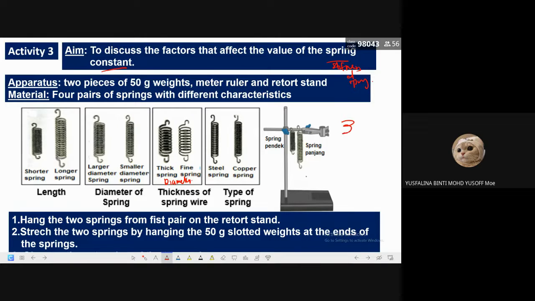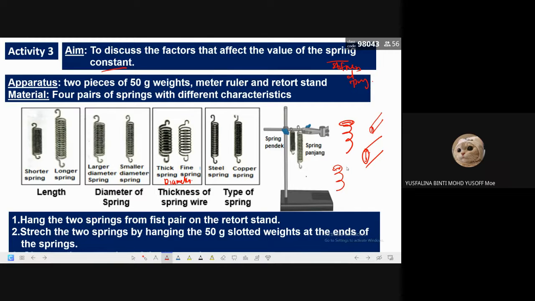Diameter of the spring, they say this is your spring, right? This is the diameter. But if they say diameter of spring wire, it means the thickness of your spring wire. So you need to differentiate. Sometimes they didn't put thickness, they put diameter of spring wire, meaning the thickness of the spring wire. And the type of spring means what material it is made from, whether it's steel or copper.